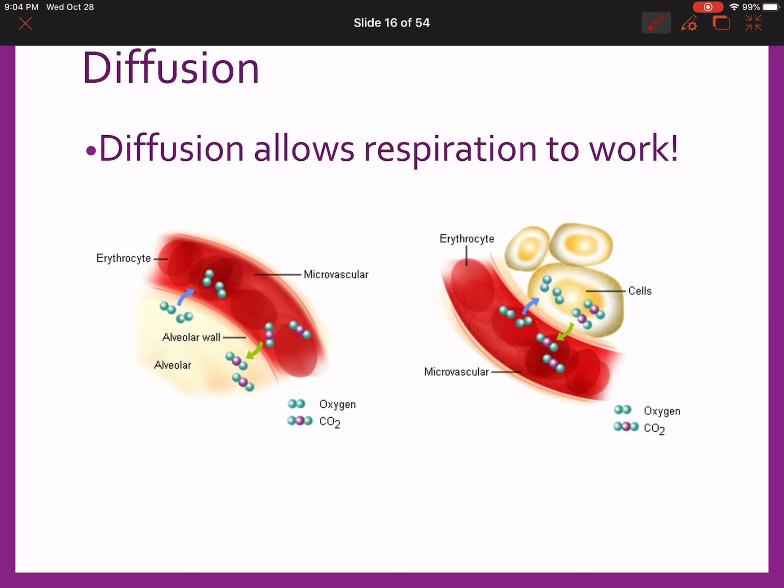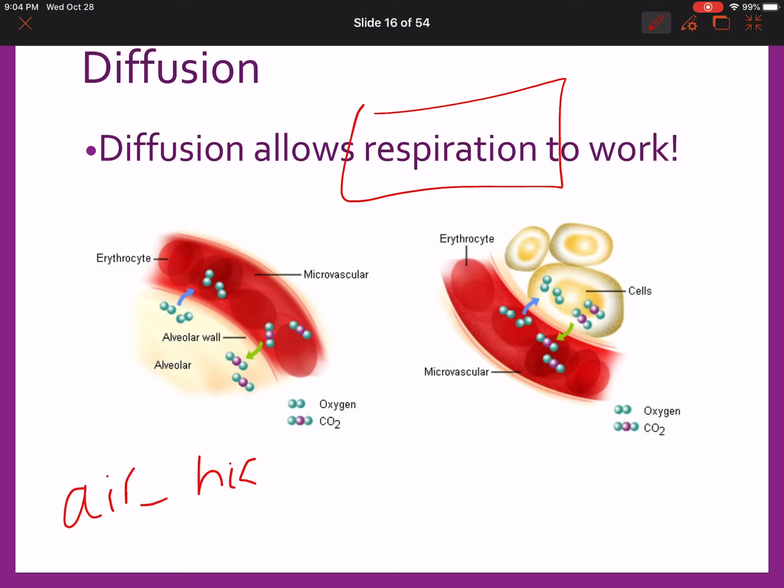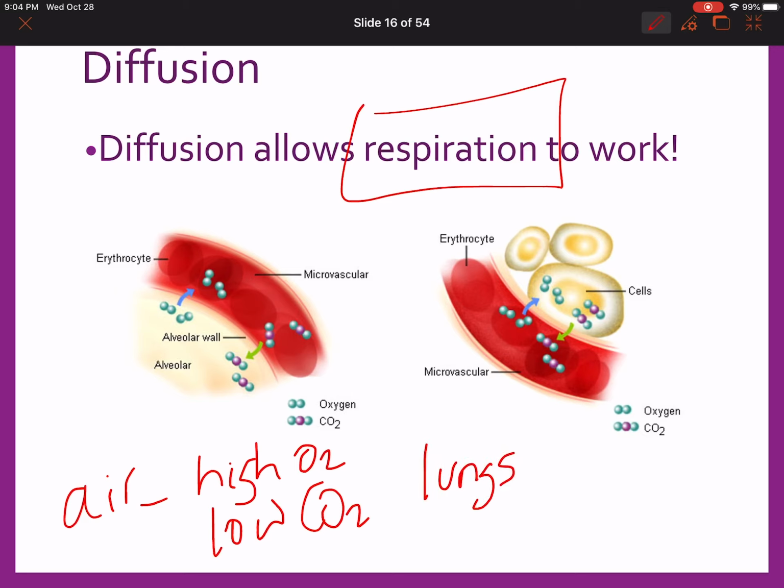Biological example, breathing. I don't mean cellular respiration here. I mean breathing respiration. Okay? Guys, the air we breathe is high O2, low CO2. All right? Lungs are kind of medium, and cells are low oxygen because they keep using it up, and high CO2 because they keep making it. And we'll talk about all that process in the next unit.